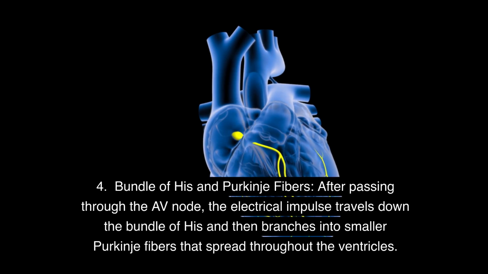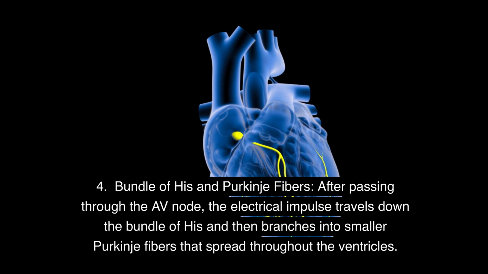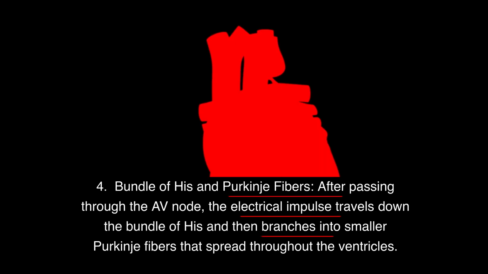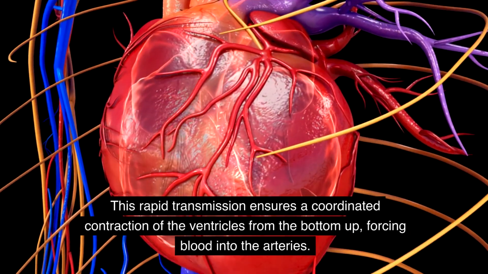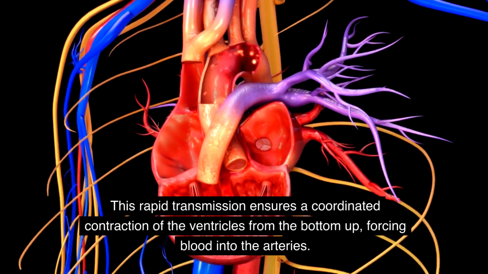4. Bundle of His and Purkinje fibers. After passing through the AV node, the electrical impulse travels down the bundle of His, and then branches into smaller Purkinje fibers that spread throughout the ventricles. This rapid transmission ensures a coordinated contraction of the ventricles from the bottom up, forcing blood into the arteries.